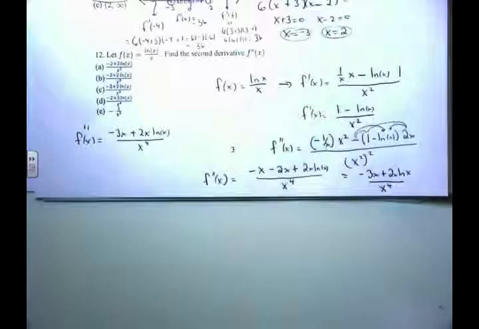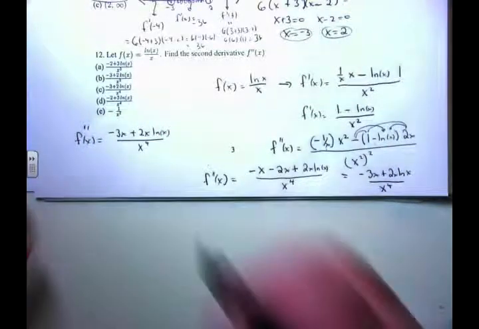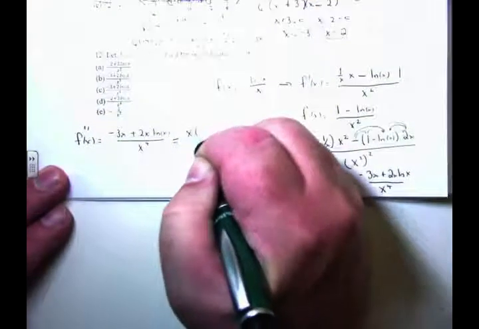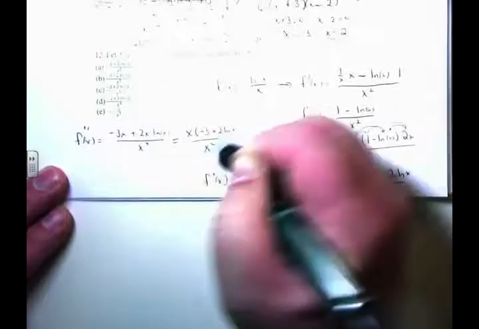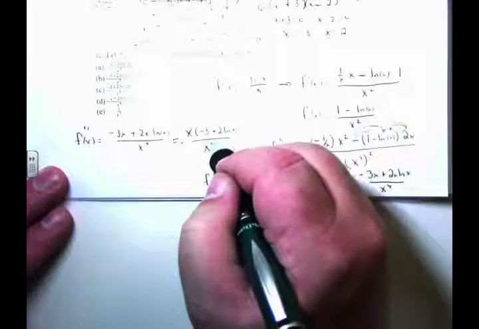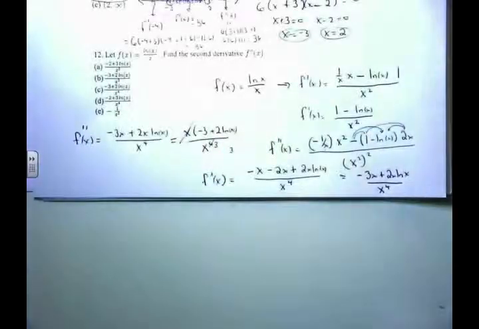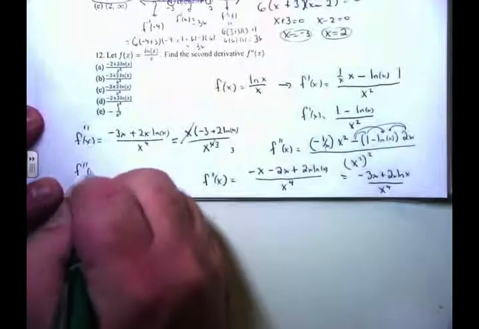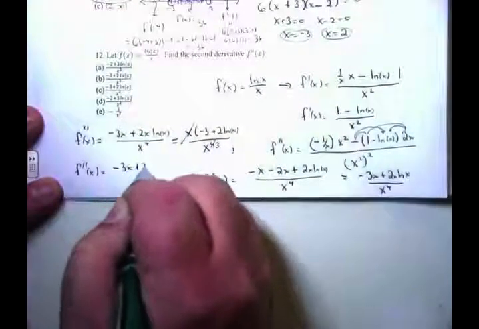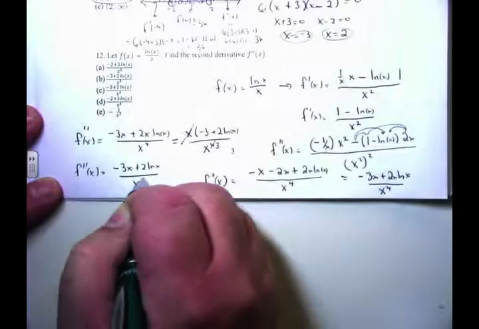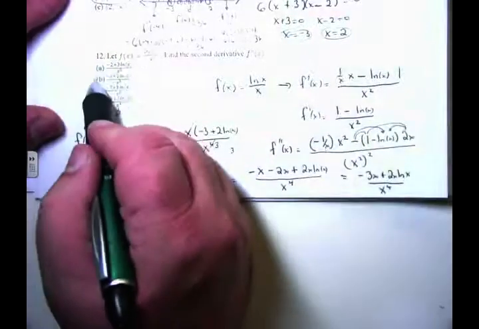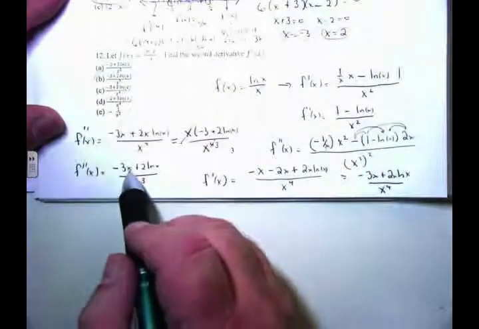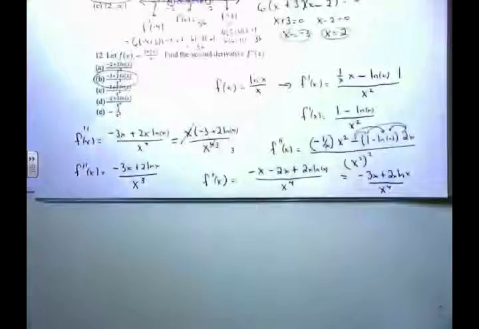Now, what I have in common in that numerator is each term has an x in it. Factor it out because you're going to clean it up. Factoring the x out, I get negative 3 plus 2 natural log of x over x to the 4th. And that x cancels with those four and leaves me with three of them. With me? Therefore, my second derivative is negative 3 plus 2 natural log of x divided by x cubed. So do you see that problem anywhere in there? Yeah, that answer, be careful, negative 3, yeah, okay, so I think it's B. You take your time on circling your answers.